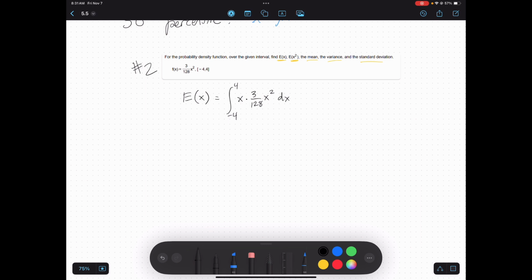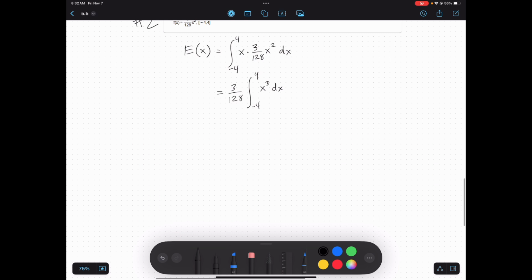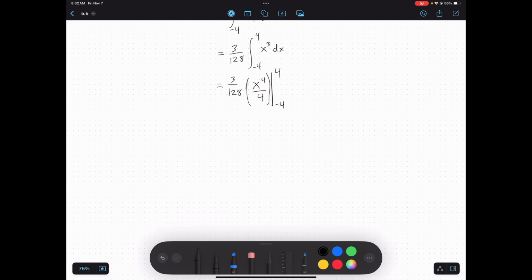This doesn't look too pretty, but remember that multiplication is commutative, so I can multiply x and x squared together and get x cubed, and I can also pull that constant out in front of the integral. Now I'm ready to find an antiderivative. Now that I have my antiderivative, I can plug in my bounds. Don't forget that when I plug in -4, I'm raising that whole number to the 4th power, so when you plug it in your calculator, make sure you use parentheses.